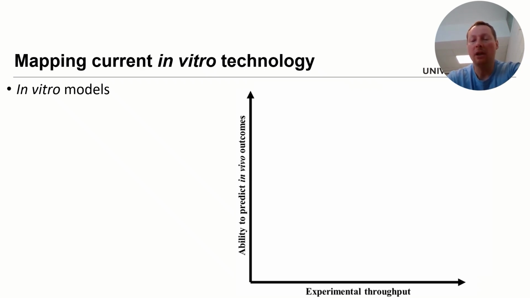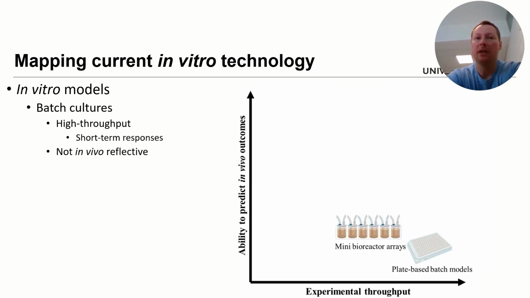On the low end of the scale here, we've got batch cultures, where these are typically plate-based batch cultures, or you can have mini bioreactor arrays. And these are very, very high throughput, and they look at the short-term responses of, say, nutrition to a microbiome or a drug to the microbiome species.